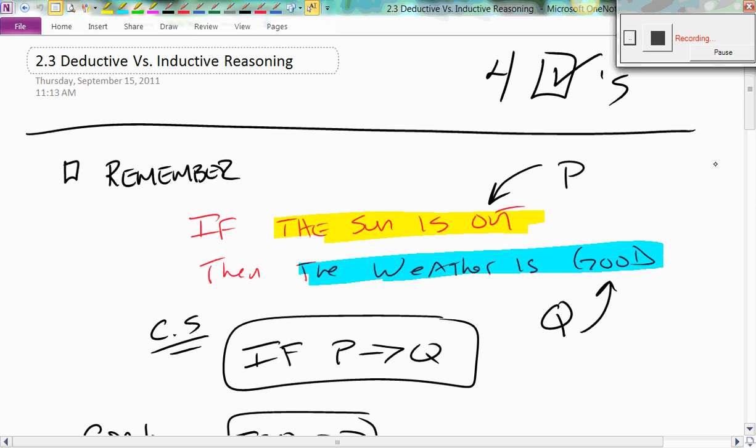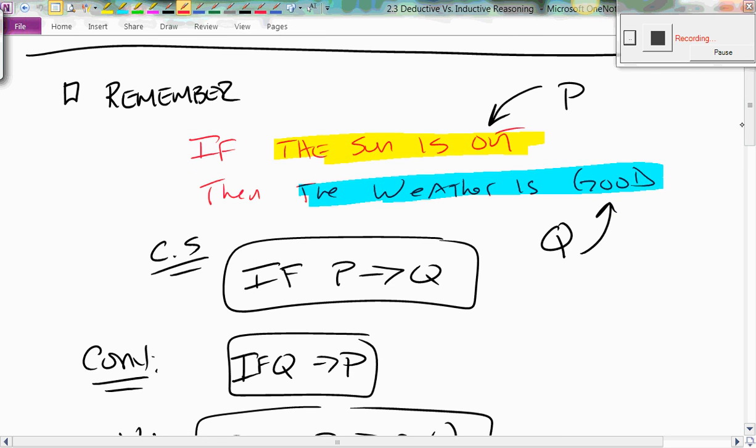Okay, so on block day, we talked about deductive versus inductive reasoning. We had 4 boxes, okay? Wanted to remind you of the shorthand writing for P and Q. I gave an example of if the sun is out, then the weather is good. So if the sun is out is like the P and the weather is good is like the Q. So if P then Q is our conditional statement. So our conditional statement right here, if P then Q, makes a lot of sense.